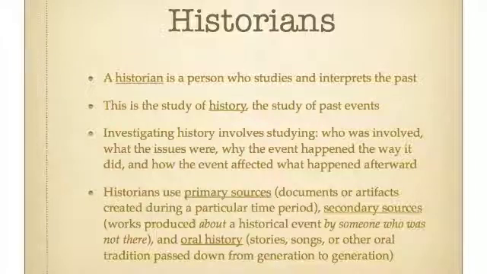All events will have consequences, and it's important that historians study that as well. Historians are going to use different tools and resources to study history, not just what the archaeologists and anthropologists are able to uncover, but we also use primary sources, which are documents or artifacts that were created during the time period, secondary sources, which are works produced about a historical event by someone who was not present at that event. Also oral history, which are stories, songs, or other oral traditions passed down from generation to generation.